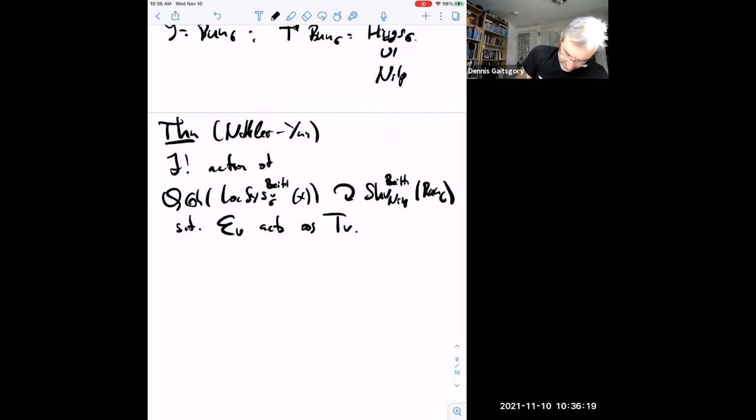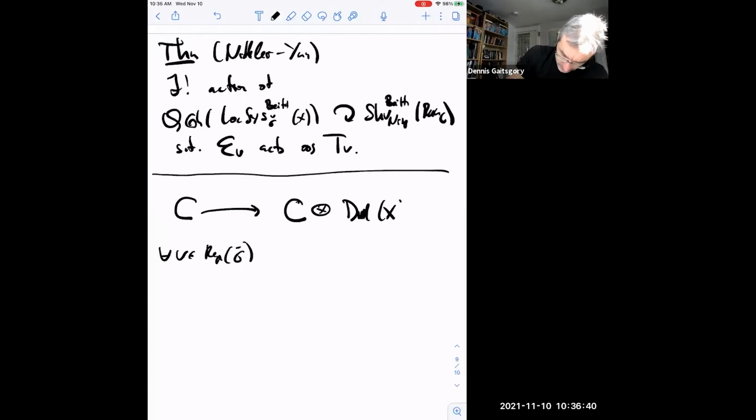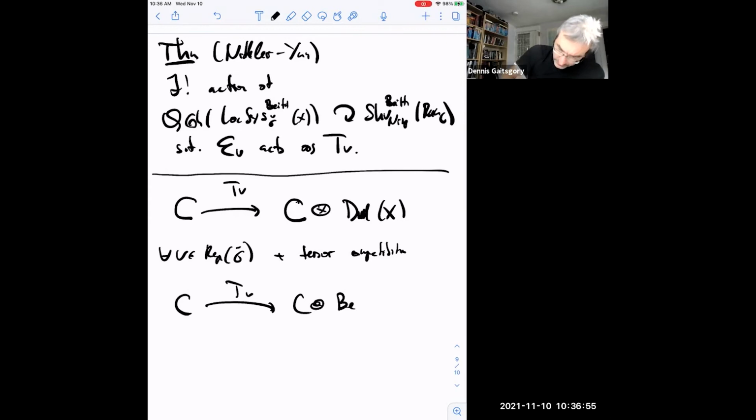One can ask a very general question. Suppose you have an abstract category C endowed with a family of functors. In one case, the functors will go, for every representation V in Rep of G check, to D-modules on X, plus tensor compatibilities. So there's a functor T_V. And in the other case, it'll be functors also T_V, but to Betti local systems.